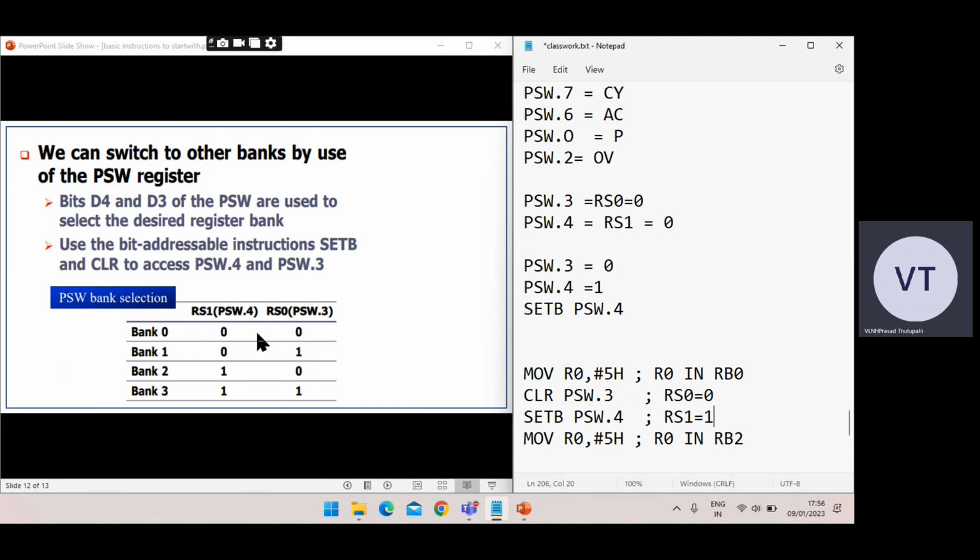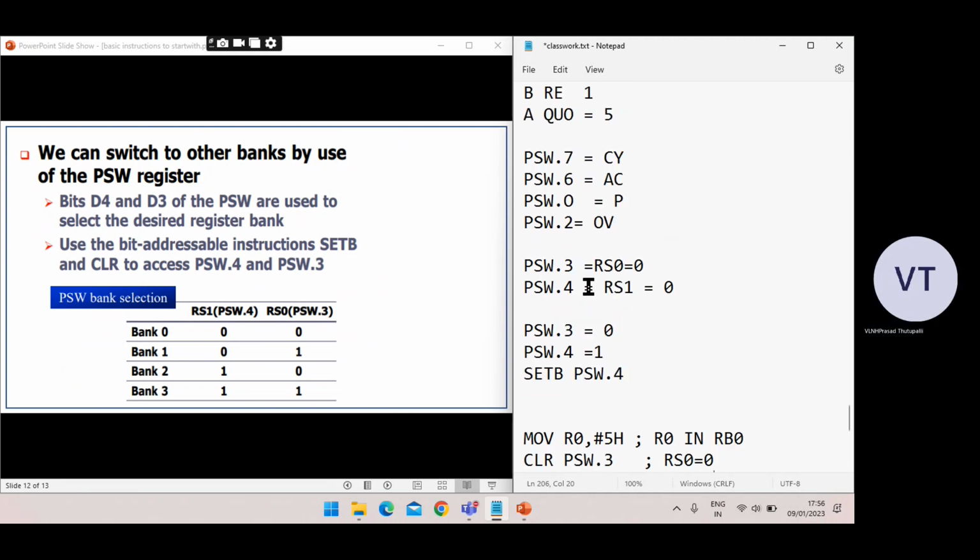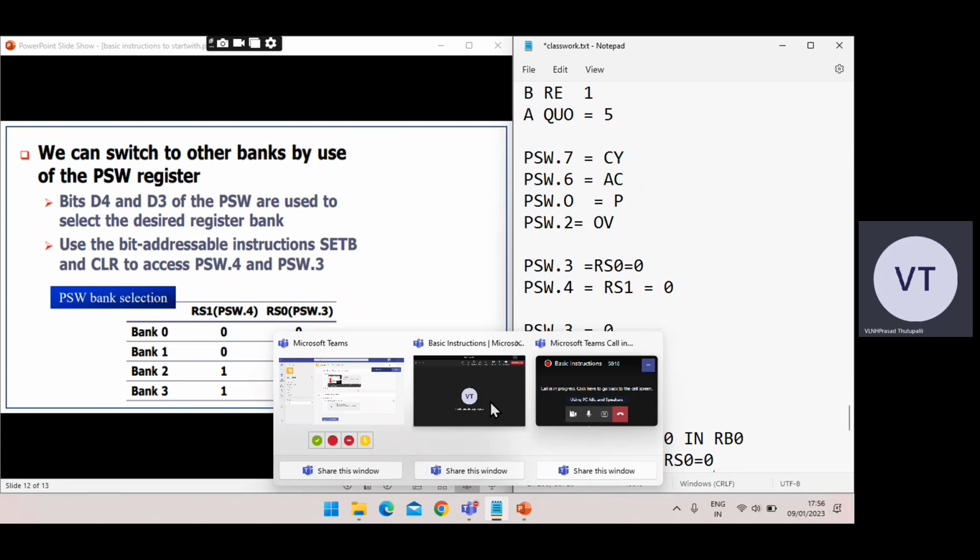So like this, we can switch from one bank to another by using the 2 bits of PSW, the program status word, PSW.4 and PSW.3. I hope I made the usage of these two bits very clear, and how the carry flag, auxiliary carry flag, and parity flag change according to the arithmetic instruction given. That is what we discussed in this session. Thank you very much.